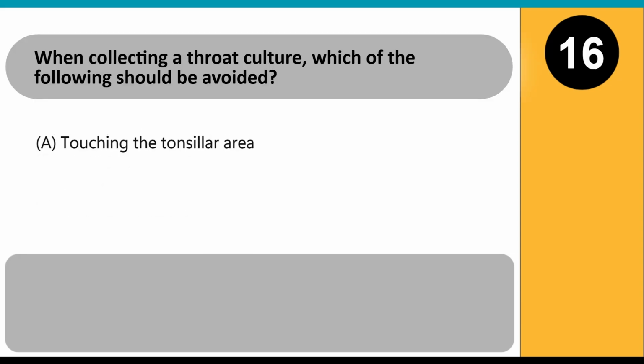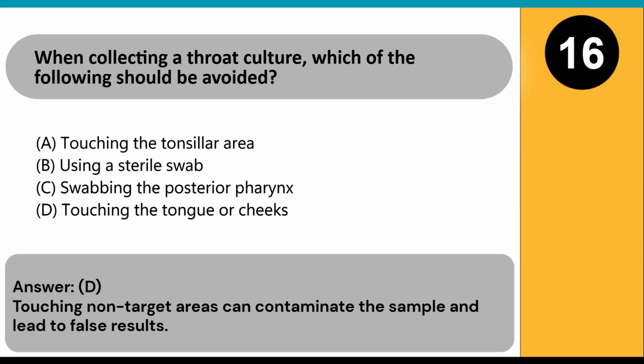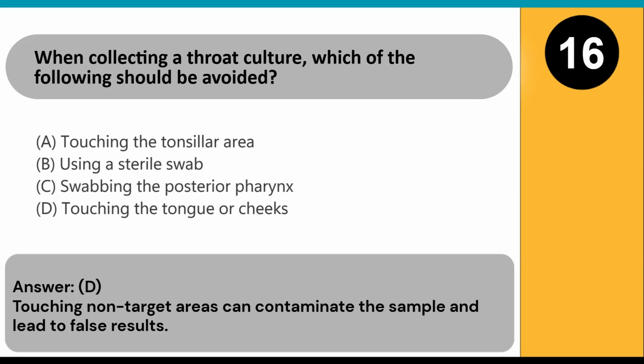When collecting a throat culture, which of the following should be avoided? A. Touching the tonsillar area. B. Using a sterile swab. C. Swabbing the posterior pharynx. D. Touching the tongue or cheeks. Answer: D. Touching non-target areas can contaminate the sample and lead to false results.